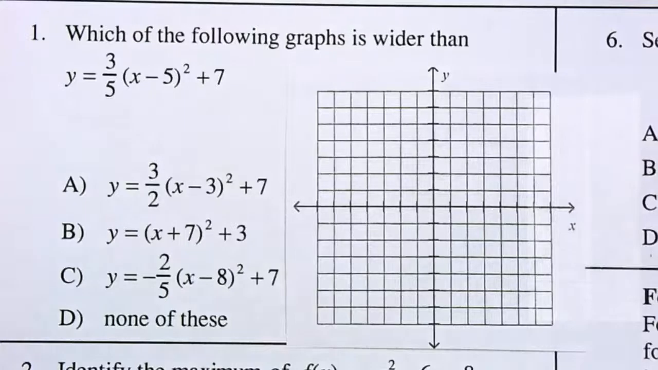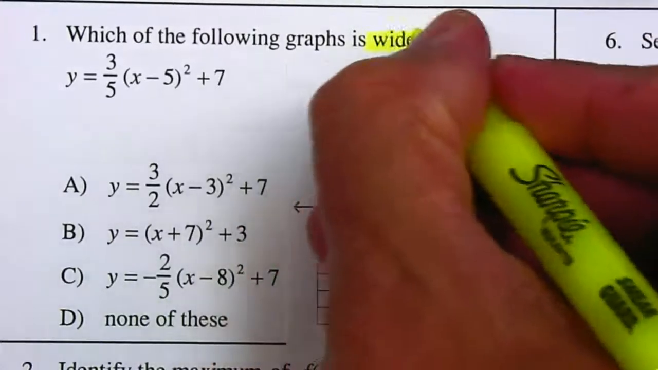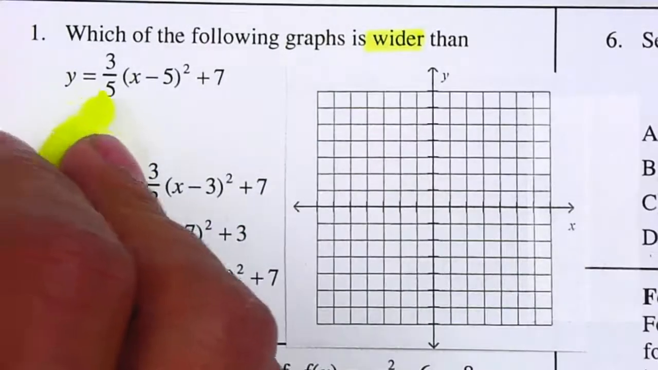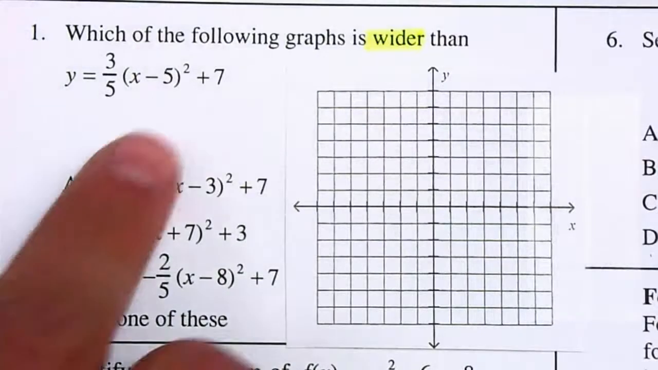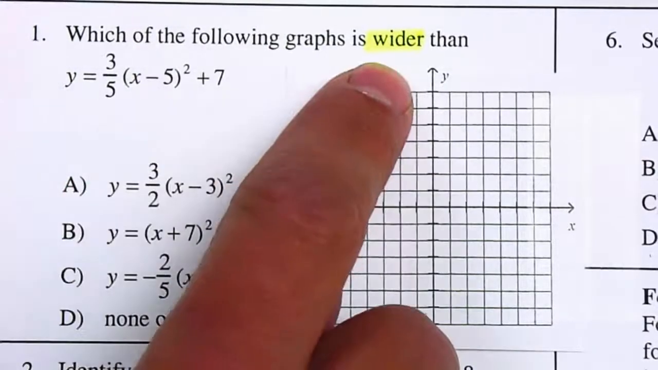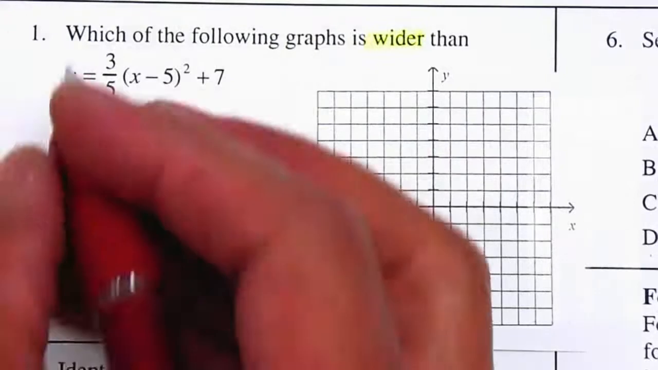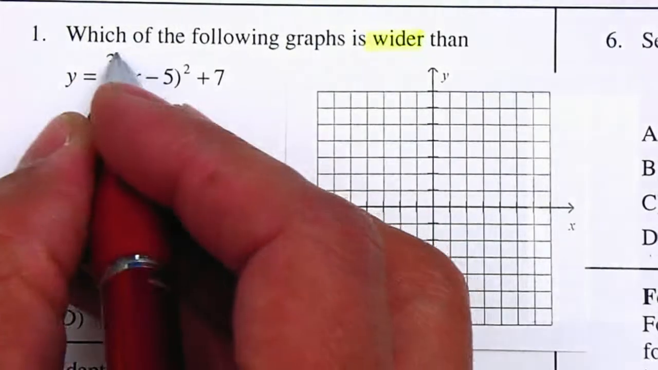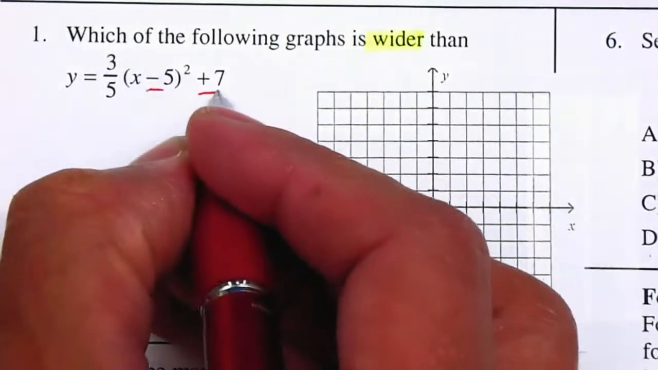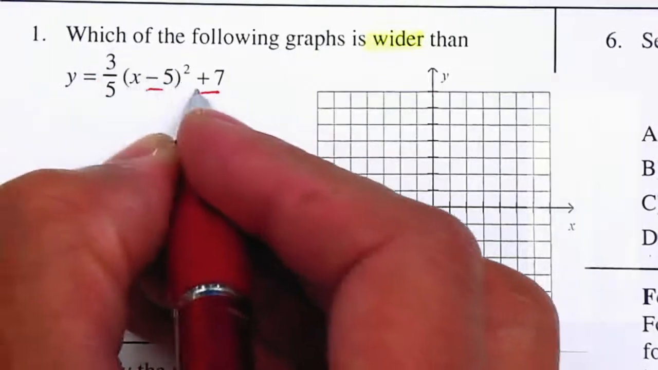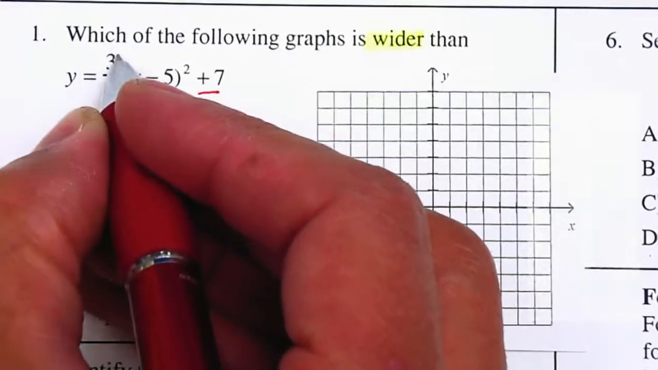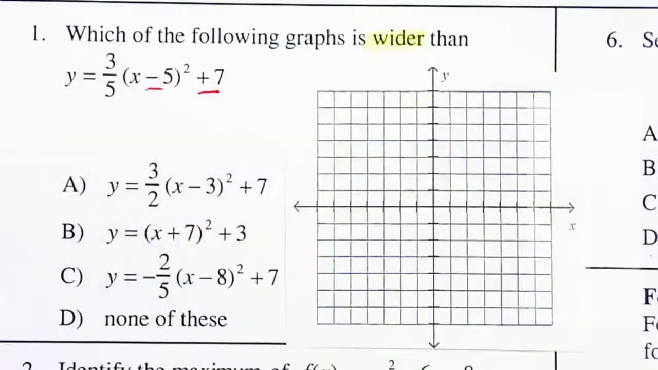Which of the following graphs is wider than this graph right here? So we're looking at quadratic equations, we're looking at parabolas, and we're looking for one that's wider. Now remember that whether it's wider or narrower is determined by the A value. Your H and your K tell you the location of the vertex, and the A value will tell you whether it's wider or narrower.